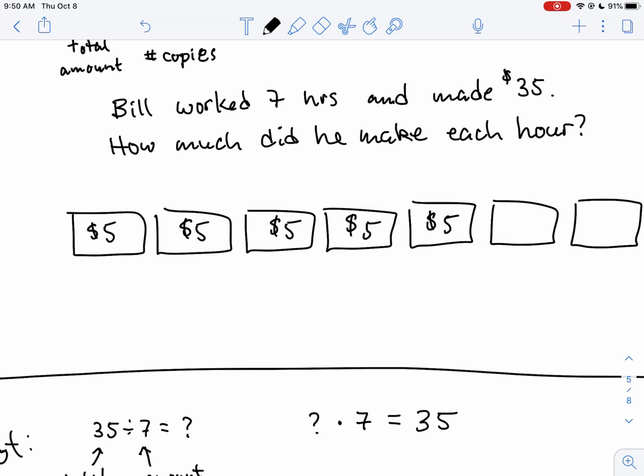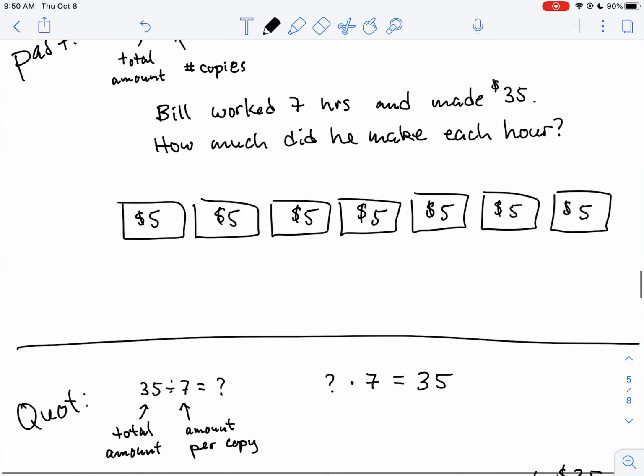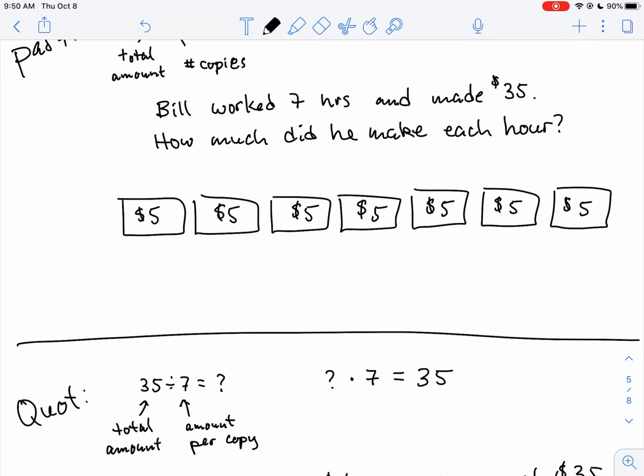The amount of dollars per box is going to be 5. And so that means that each box represented an hour. And so 7 hours times $5 per hour will give the $35. So here's our complete structure. 7 hours times $5 per hour gives us the total of $35 made.